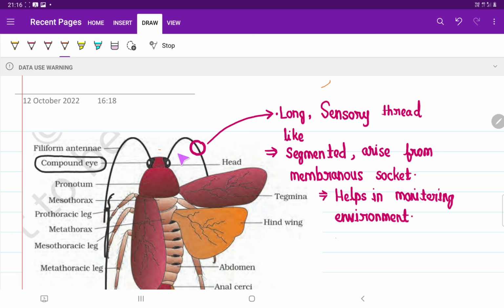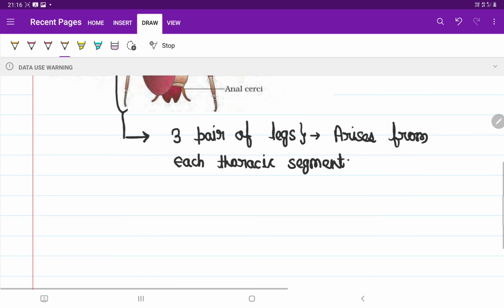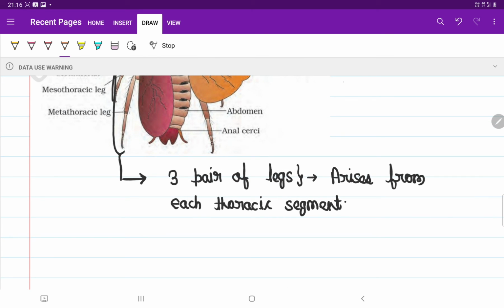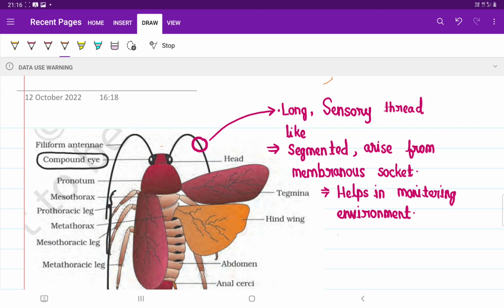This is their antenna. The antenna is long, sensory, and thread-like, and it arises from a membranous socket and is used for monitoring the environment. And you see, these are the three pairs of legs. Fine. So this is what is required for the morphology of the cockroach. Now the function of all these parts, we will see in another video.